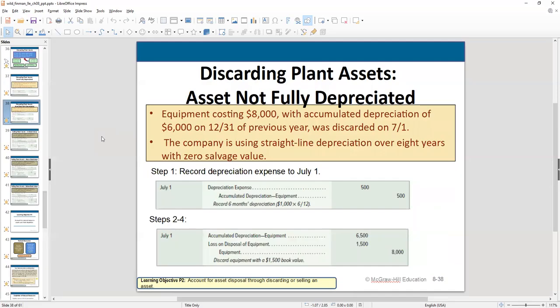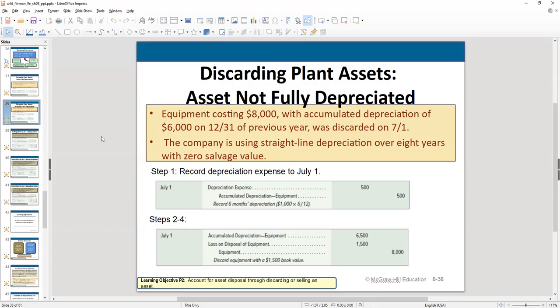If, in fact, we have equipment costing $8,000, accumulated depreciation of $6,000, okay, and we discard it on July 1st, which is the middle of the year. Well, it's a two-step process. First, we have to record the depreciation for the year, because we discarded it halfway through the year. We still get depreciation on 6 months. So the depreciation happens to be $500. So we're going to debit depreciation expense $500, and then we're going to credit accumulated depreciation $500.